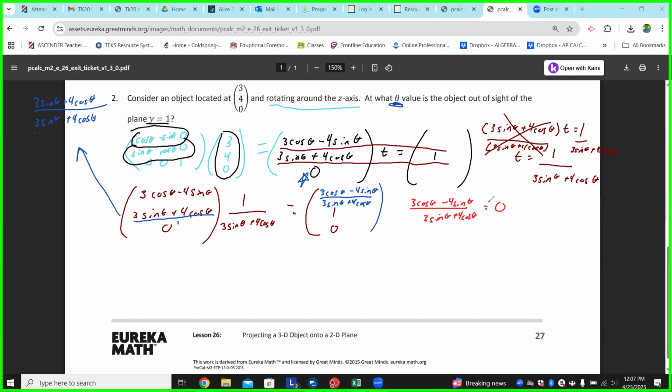The numerator. A fraction is equal to 0 if the numerator, or the top part, is equal to 0. If the bottom part's equal to 0, can that be a fraction? It's undefined. So it has to specifically be that numerator part. So yes, I can multiply by the denominator to do the math, or I can use that fact that a numerator is going to have to equal 0 for the answer to equal 0. So I'm going to come over here, and I now have 3 cosine theta minus 4 sine theta equals 0. I can just drop the denominator if I know the fraction's equal to 0. We good so far?